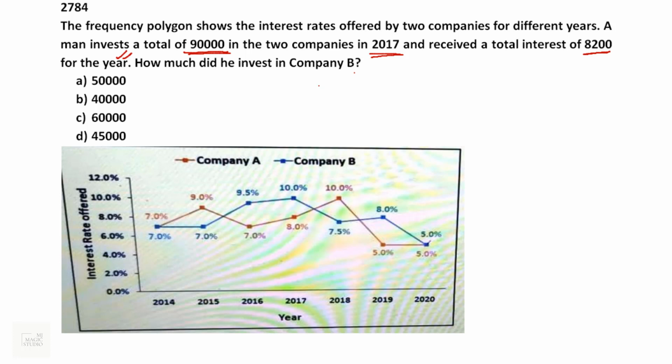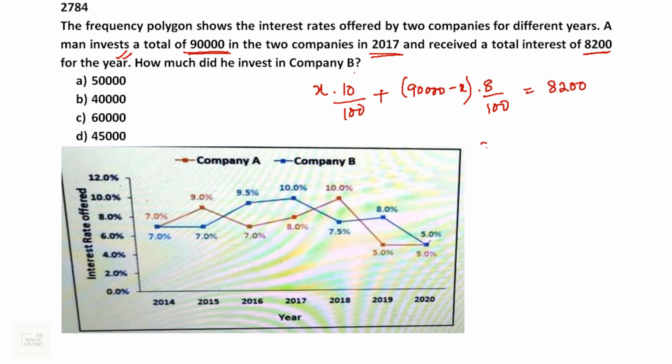Suppose he invests X units in company B. Company B in 2017, that is the blue line, is giving 10%. So this one would be the interest received, plus 90,000 minus X is invested in company A, and company A is giving 8%, that is the red mark, into 8 by 100. This is equal to 8200.